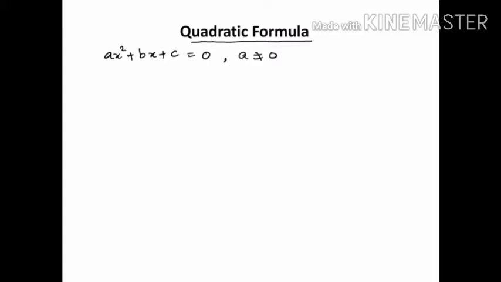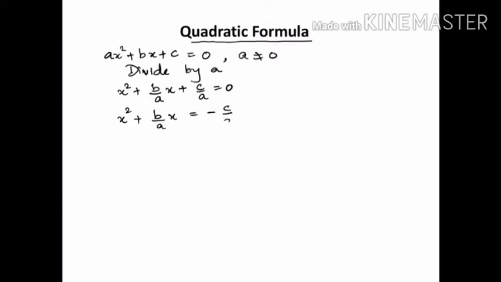So the first step in method of completing square was to divide the equation by coefficient of x square, that is a. So we get x square plus b upon a x plus c upon a equal to 0. Now we shift the constant term to the right side. So x square plus b upon a x is equal to minus c upon a.